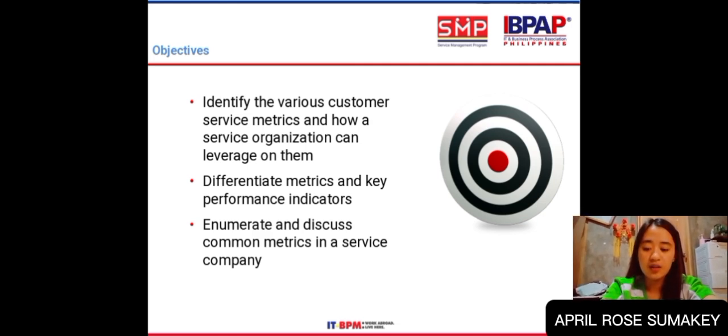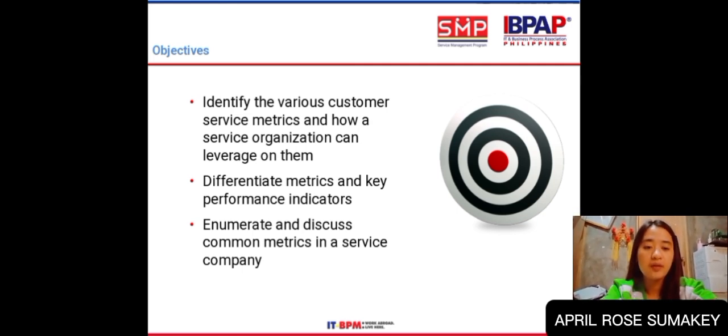Number 6. Resolution Rate, the percentage of customer issues resolved within a single interaction. Number 7. Customer Retention Rate, the percentage of customers who continue using the service over time. Number 8. Churn Rate, the percentage of customers who stop using the service.